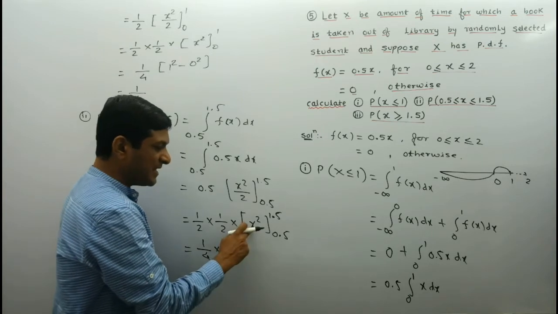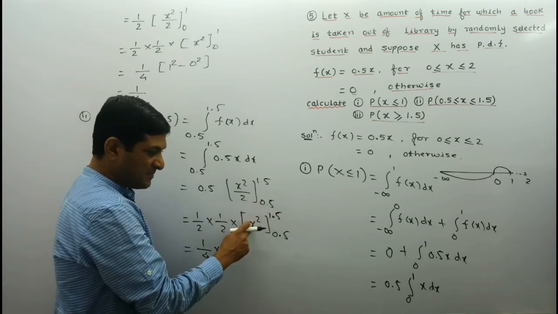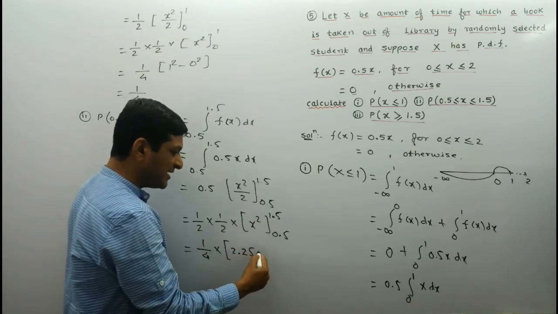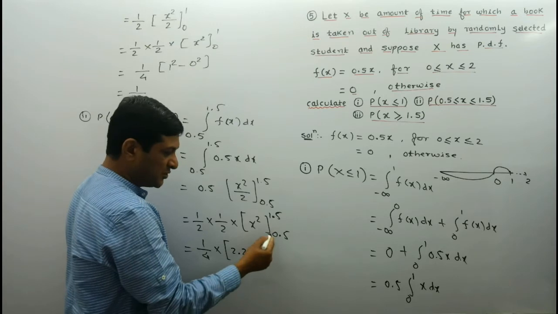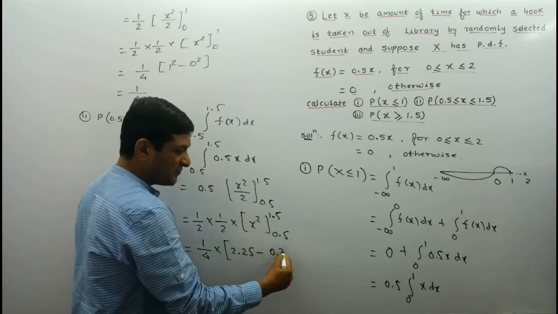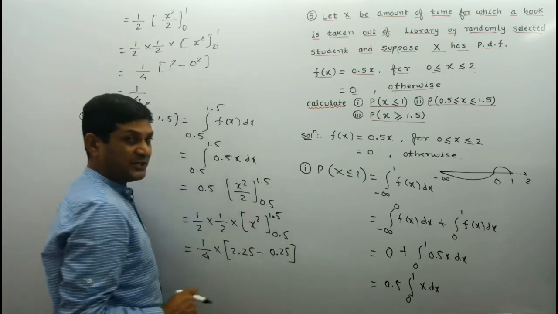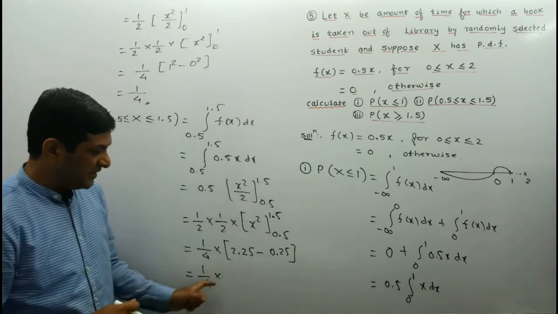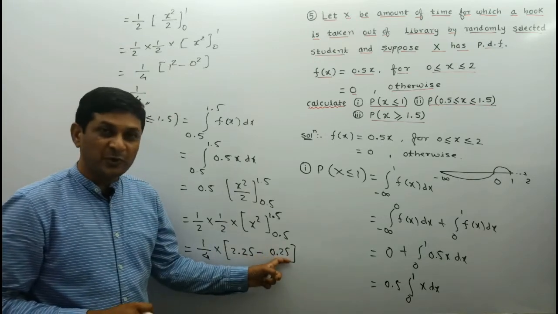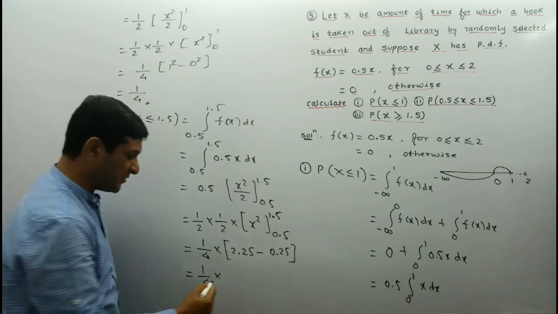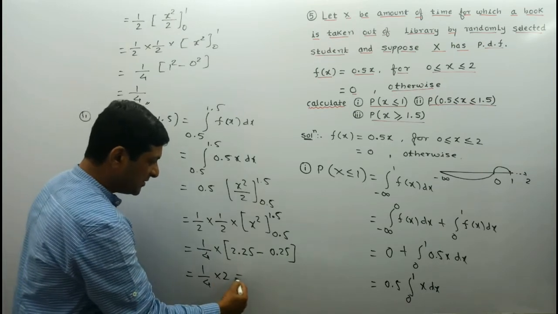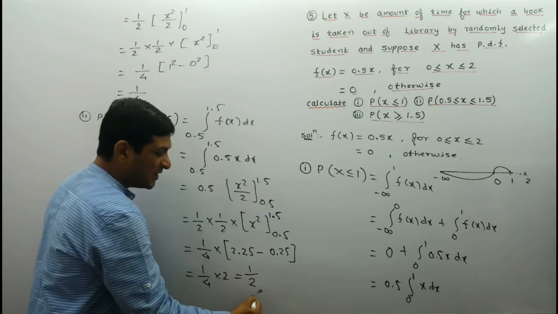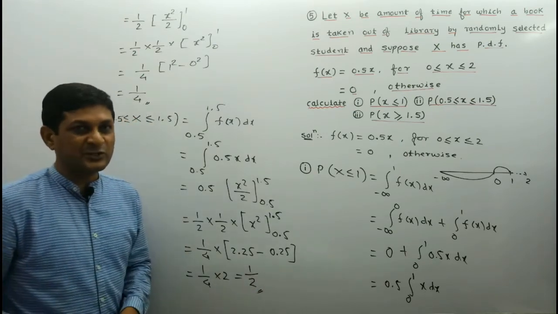First replace x by the upper limit, 1.5. If I replace x by 1.5, the square of 1.5 will be 2.25, minus the value when x is 0.5, and the square of 0.5 is 0.25. So this equals 1 by 4 into 2.25 minus 0.25, and this difference is 2. So 2 into 1 by 4 is 2 by 4, which is 1 by 2. Our second required value is 1 by 2.